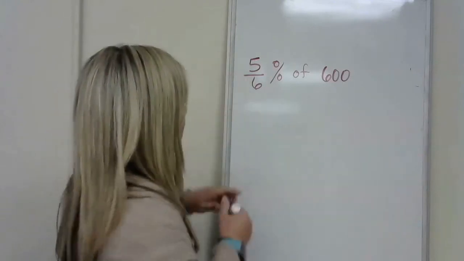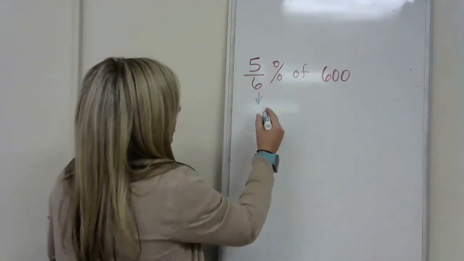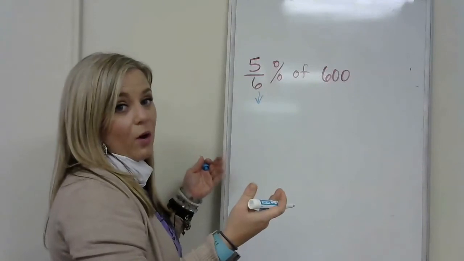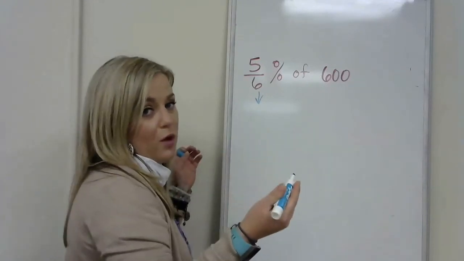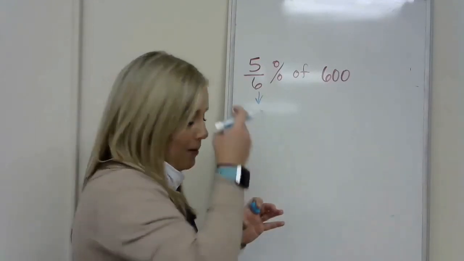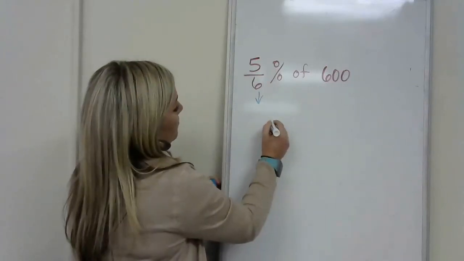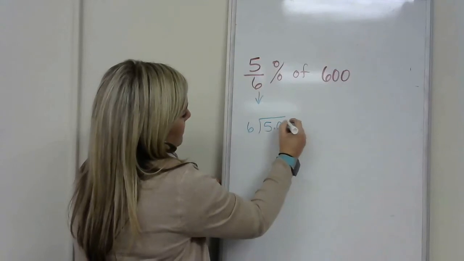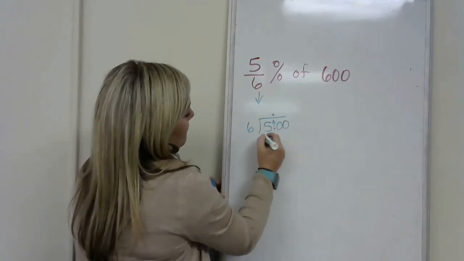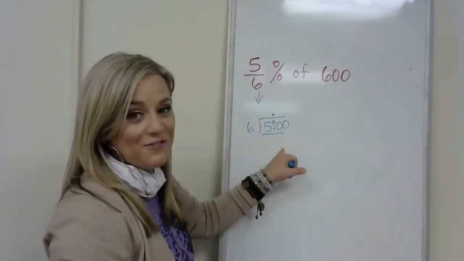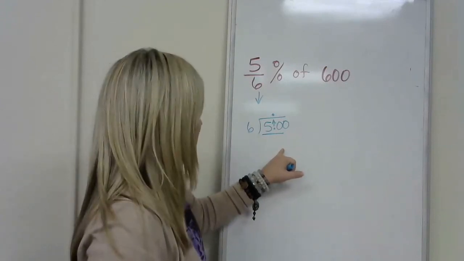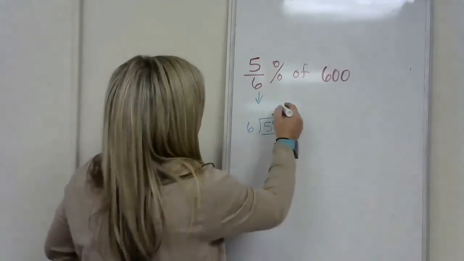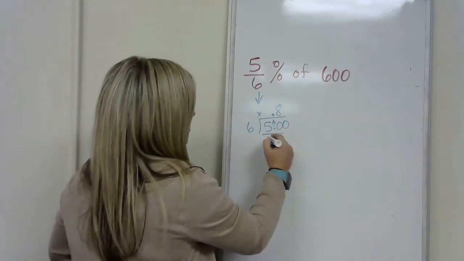Okay, so we've got to turn this fraction into a decimal, but it's still in percent form, okay? So 5 goes in the division box, 6 goes out, okay? 6 goes into 50, 8 times, right? 8 times 6 is 48.